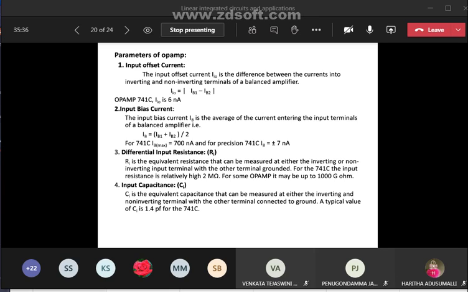The input offset current is the difference between the currents into the inverting and non-inverting terminals of a balanced amplifier. So we can write IIO equal to IB1 minus IB2. For op-amp 741, the input offset current is 6 nanoamperes.